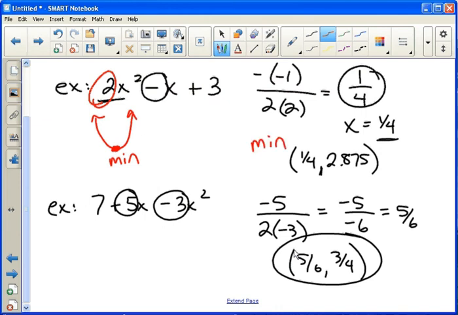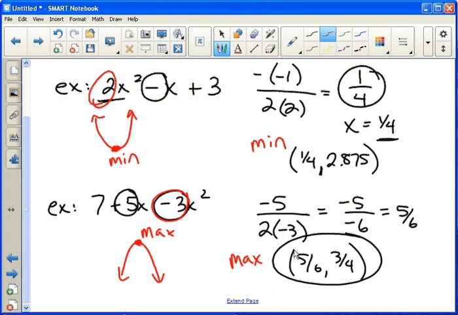Now if we look at our second example, our a, our number in front of x squared, was negative, which means it opens down. And if you look at what opens down, that's clearly going to be a maximum. So not only did we find the vertex in the second example, we found where the maximum was located. And it's at 5/6, 3/4.